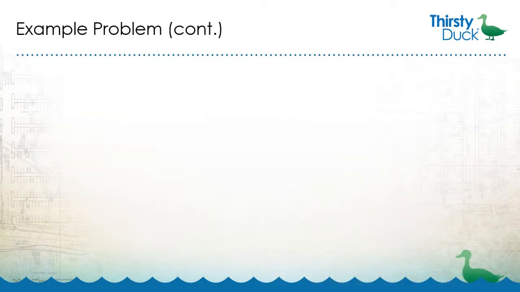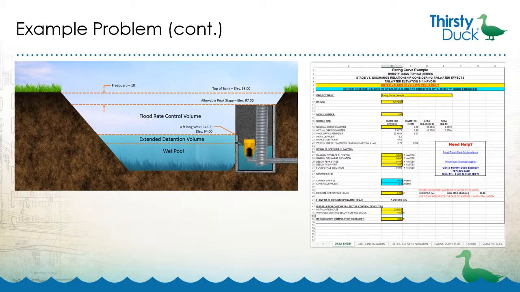Enter the maximum storage elevation 98.00 feet, then enter the minimum discharge elevation 94.00 feet. Since 1 foot of freeboard is required by the local regulatory agency, enter 97.00 feet in the design peak stage cell, and then enter the design tailwater elevation. For this example, the HGL is expected to be well below Thirsty Duck's flow restrictor, therefore we will enter a value of 0.